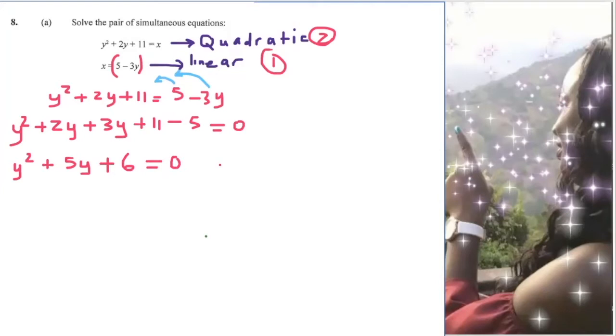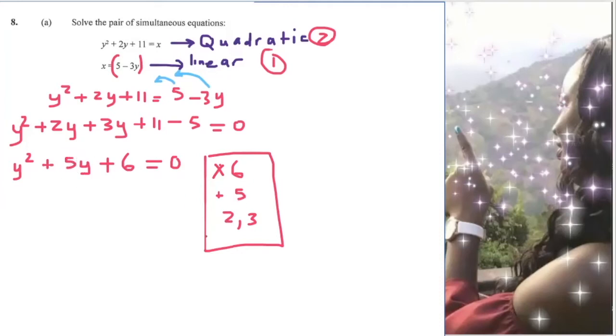We are going to factorize this. If it can be factorized, it will assist us in solving because we want to know the value of y. Now we could use the quadratic formula, but why not try to see if it can be factorized? We need two numbers that multiply to give me 6, but add to give me positive 5. So those two numbers are positive 2 and positive 3. Why is that so? Because 2 times 3 gives me 6, and 2 plus 3 gives me 5.